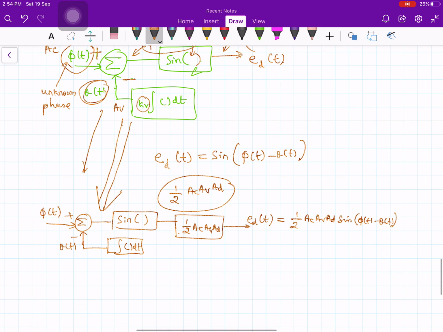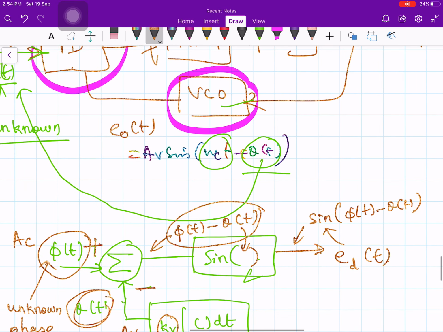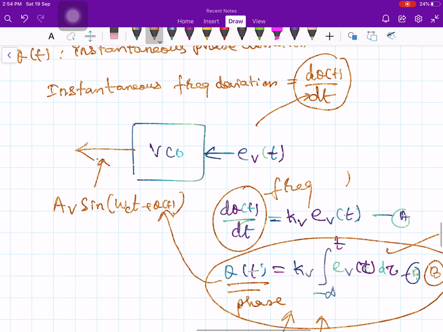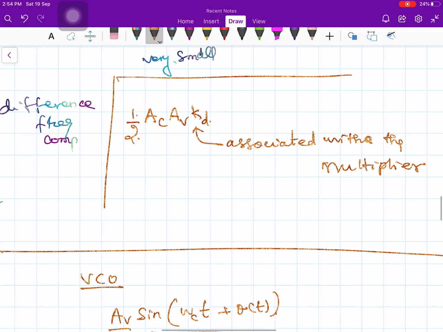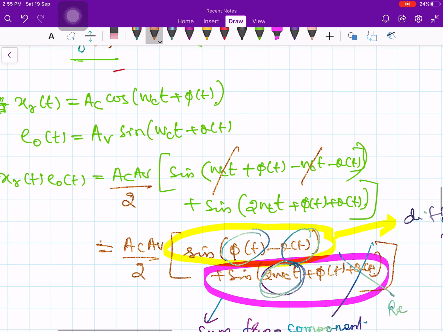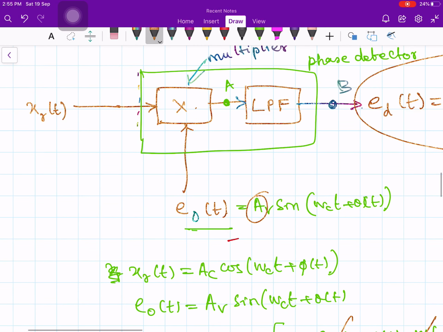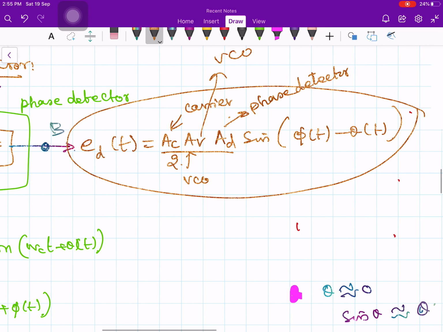There is an amplifier. I can think in terms of an amplifier, and the amplification factor is 1 by 2 AC times AV times KD, and that is the gain. Where does it come from? This AC is coming from the carrier, and AV is coming from your voltage controlled oscillator, and the multiplier constant is KD.